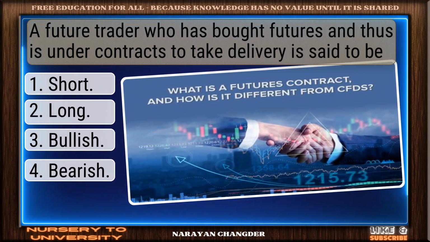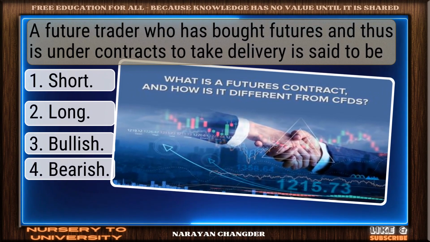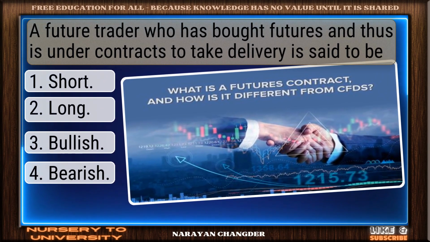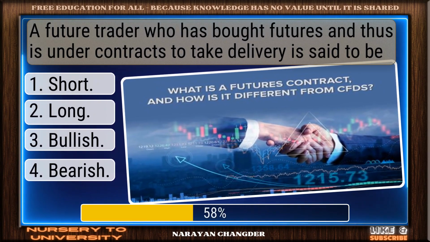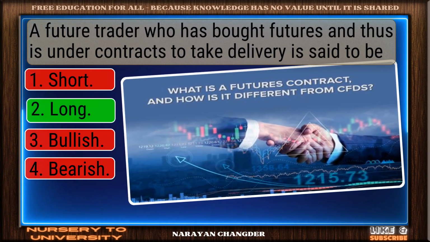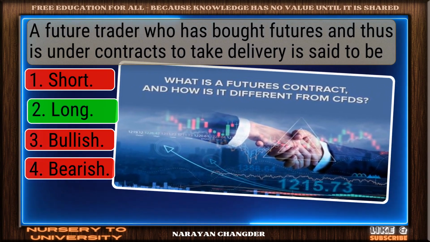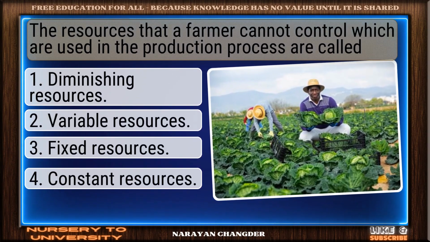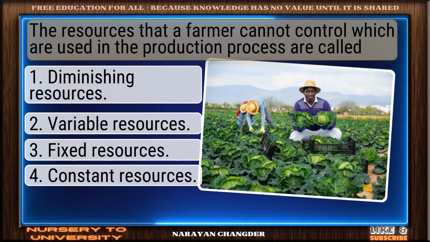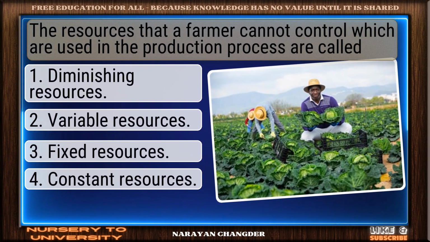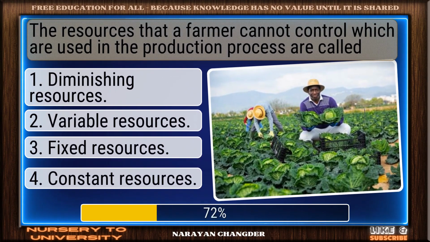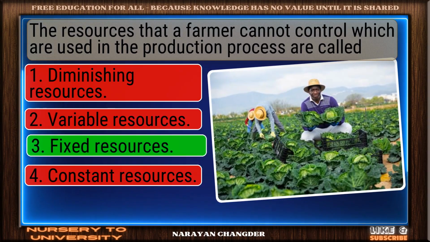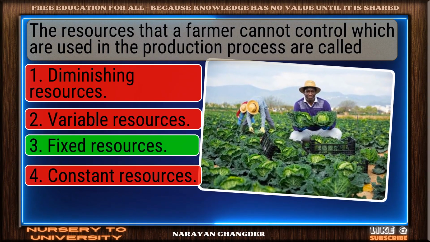A futures trader who has bought futures and thus is under contract to take delivery is said to be? Exactly. Long makes sense and it is the right choice. The resources that a farmer cannot control, which are used in the production process, are called? You chose fixed resources. And it is correct.